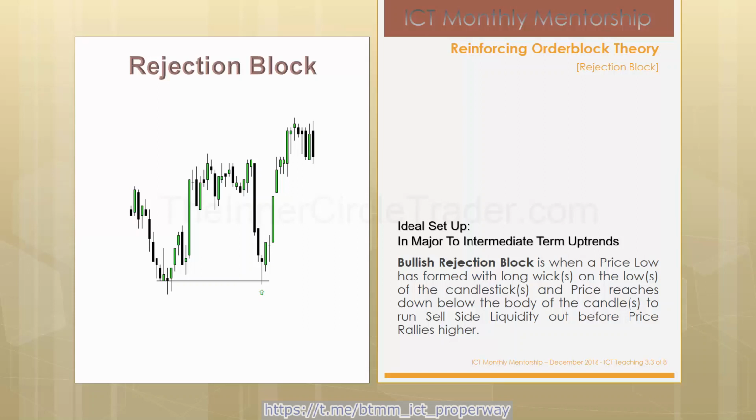Hopefully this has been insightful. We're going to have a lot more information as we go along and we start talking about specific entry techniques. We'll be revisiting all these things as well and amplifying them. But I want you to go through your charts and look for examples of rejection blocks and their subsequent price moves after their formation. Till next time, wish you good luck and good trading.